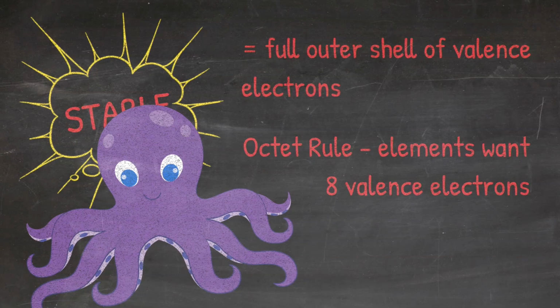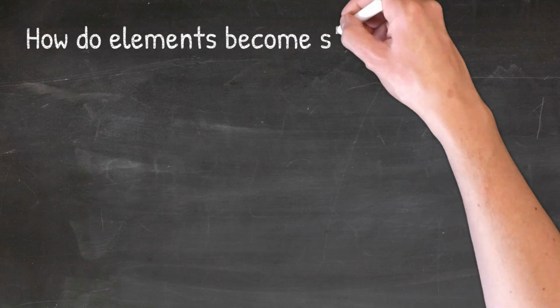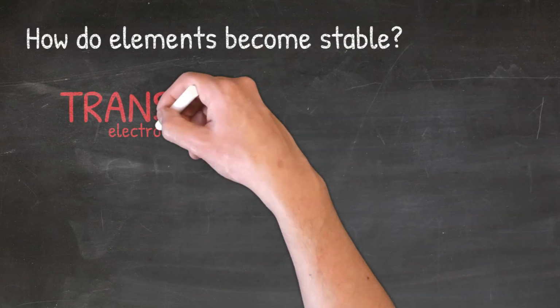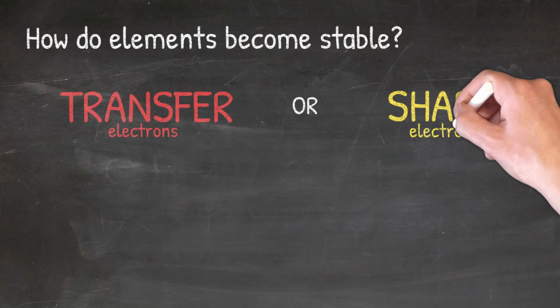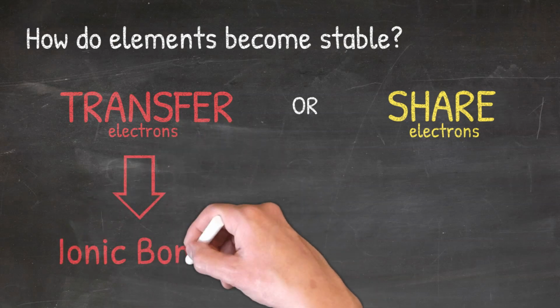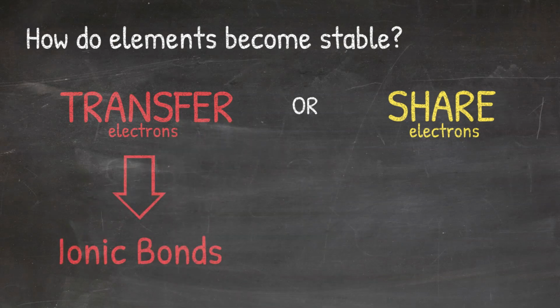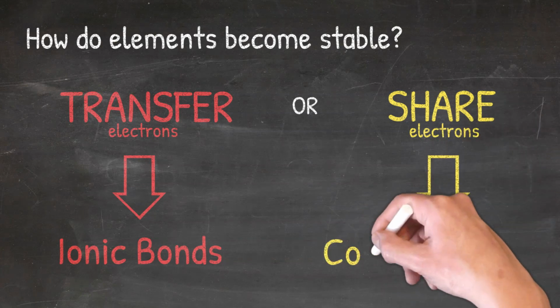This goes back to our definition of stability, which is a full outer shell of valence electrons. As you'll see here when we look at some examples, most of our elements have a full outer shell when they have 8. Hydrogen and helium, however, have a full outer shell when they only have 2 valence electrons in that outer shell. Elements can reach a full outer shell in 2 ways, by either transferring electrons or sharing electrons. When electrons are transferred, ions form, and we call those ionic bonds. When electrons are shared, covalent bonds are formed.